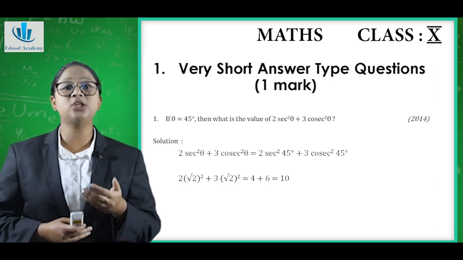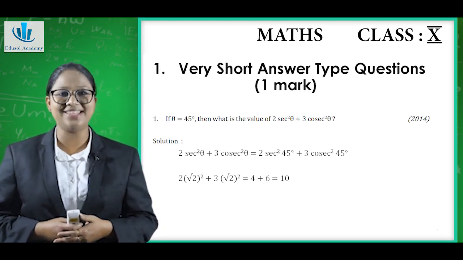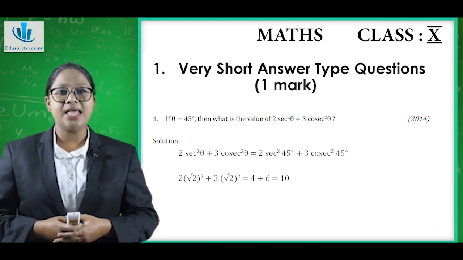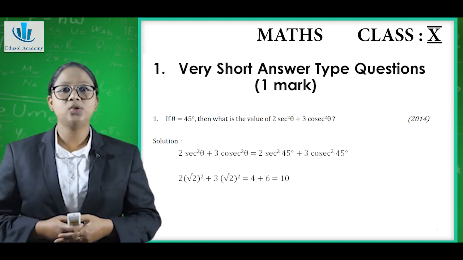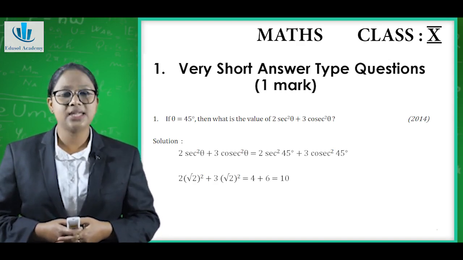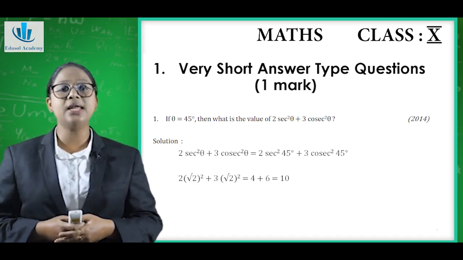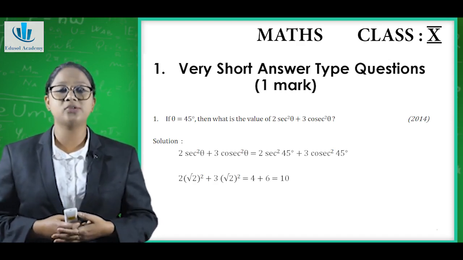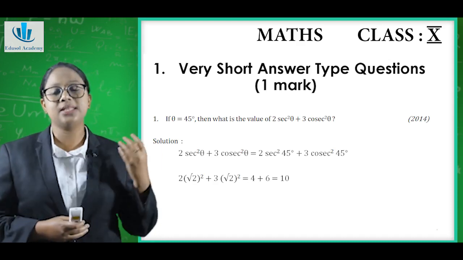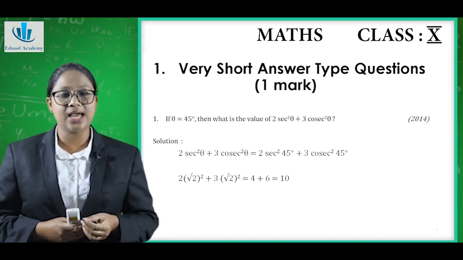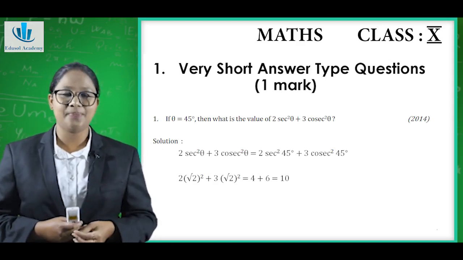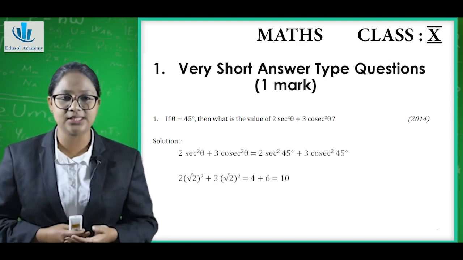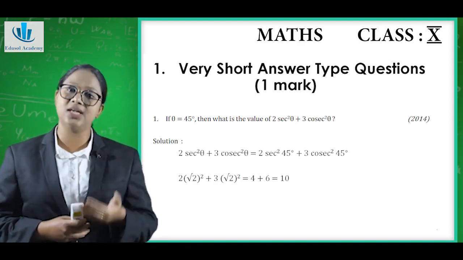The first set is very short answer type questions carrying 1 mark each. The first question: if theta is equal to 45 degrees, then what is the value of 2 sec square theta plus 3 cosec square theta? The value of the angle has been given and we are supposed to evaluate the given expression. Now theta is 45, so you have to find sec theta and cosec theta.